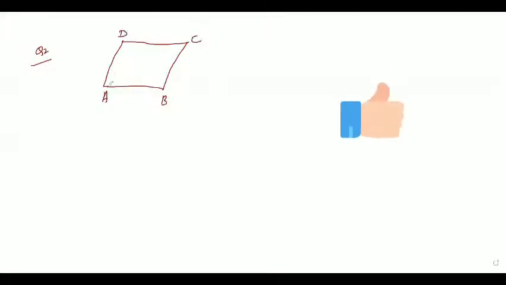So question number 2 says, if one angle of a parallelogram is 105 degree, find the other 3 angles and the ratio between the 4 angles. Suppose this is our parallelogram and we will name it A, B, C and D. So what is given? One angle, let's say angle A, is 105 degree. So find the other 3 angles and the ratio between the 4 angles.